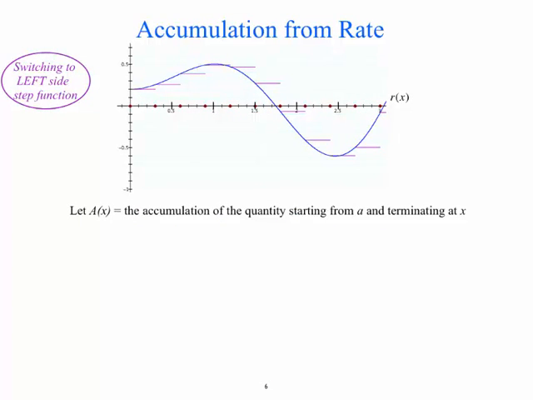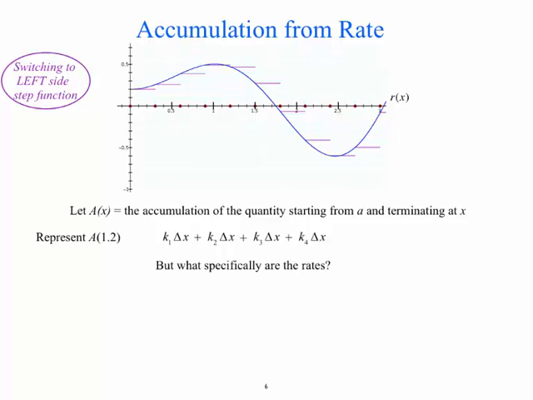All right, now I'm going to switch to left, where we're more comfortable. So switching back to the left sides. A of x is going to be our accumulation function. It's the accumulation of the quantities starting from a up to the current value of x. So to represent A of 1.2, we said it's the sum of the first 4.